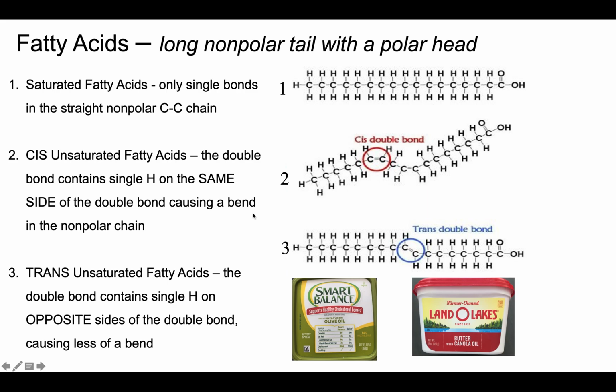A trans unsaturated fatty acid has a double bond that contains the single hydrogens on opposite sides, or trans, of the double bond. This causes less of a bend. Notice the nice long straight chain here with a slight bend in it, and then it continues on. The hydrogens are on opposite ends of that double bond.